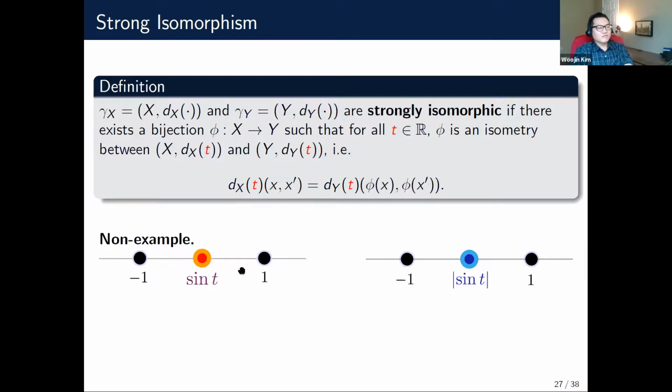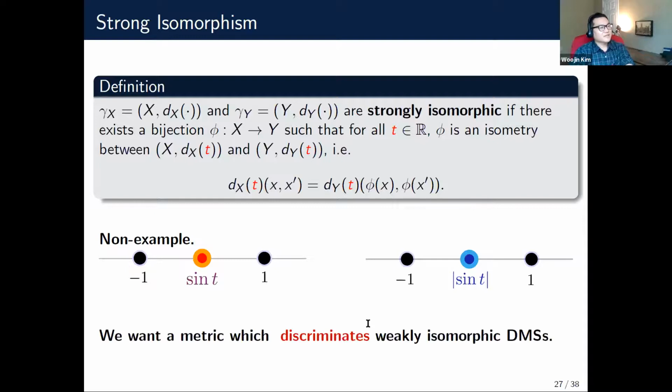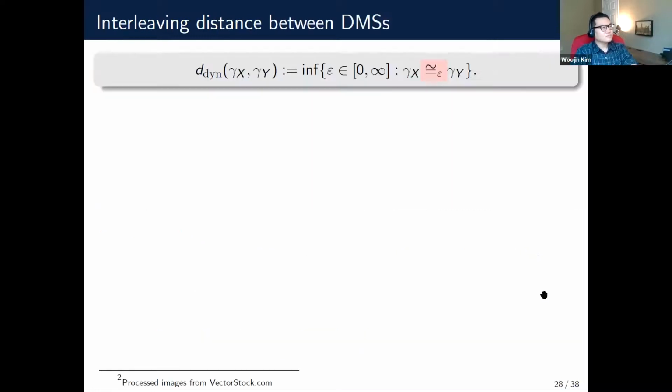Therefore, these two dynamic metric spaces are time-wise isomorphic, or weakly isomorphic. And our motivation is to define another metric which can discriminate weakly isomorphic dynamic metric spaces. Specifically, we should discriminate these two dynamic metric spaces.